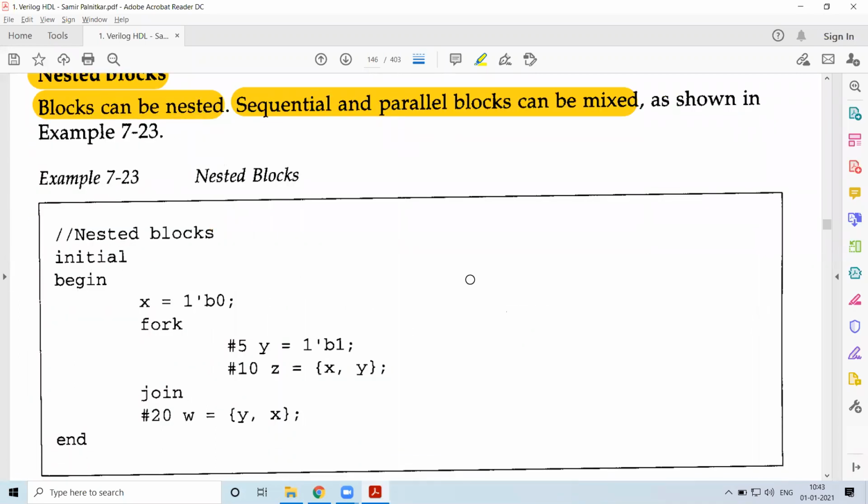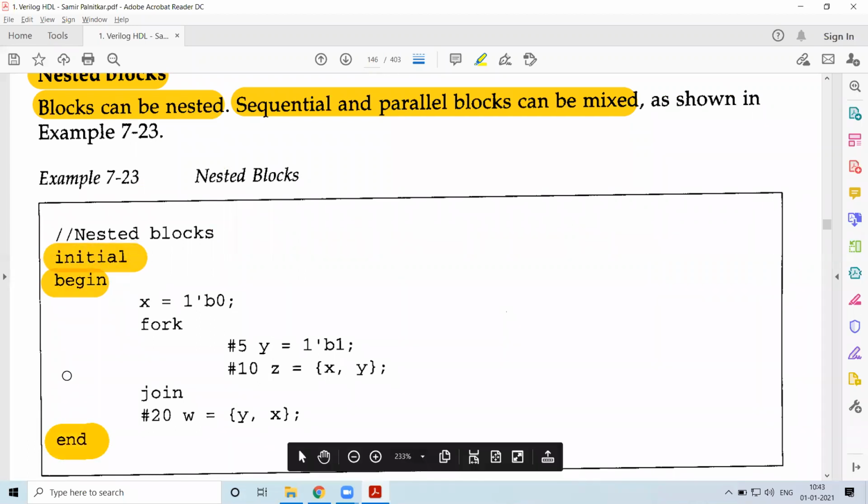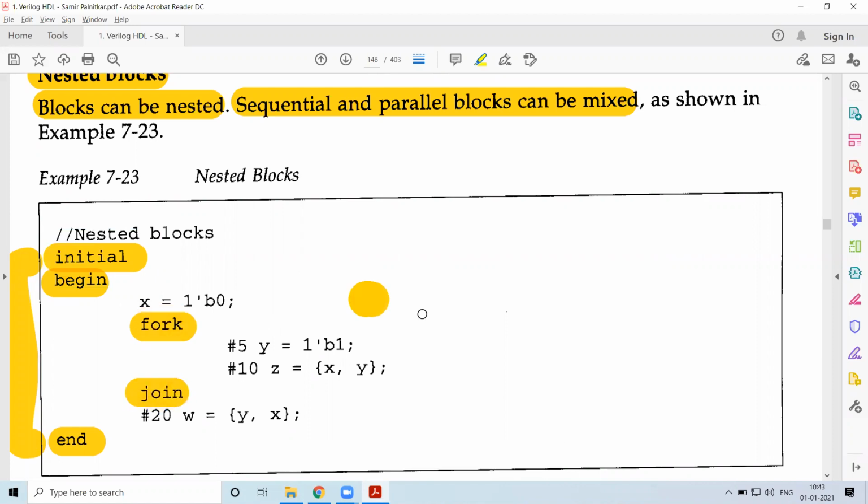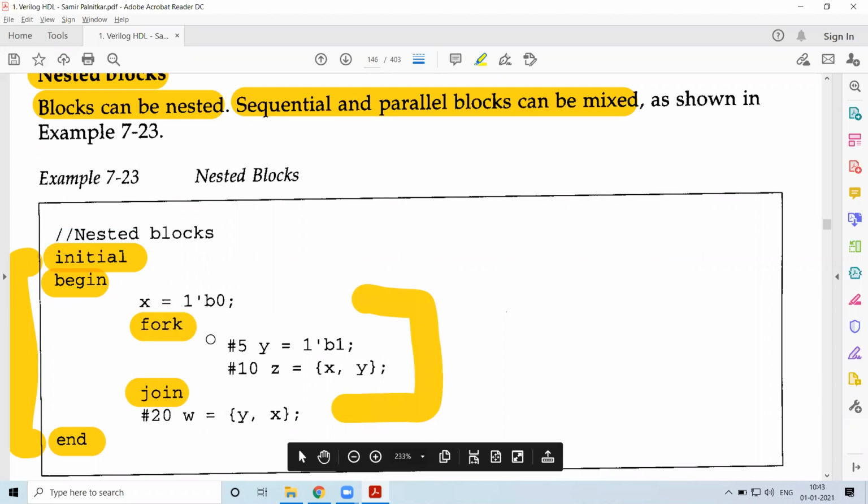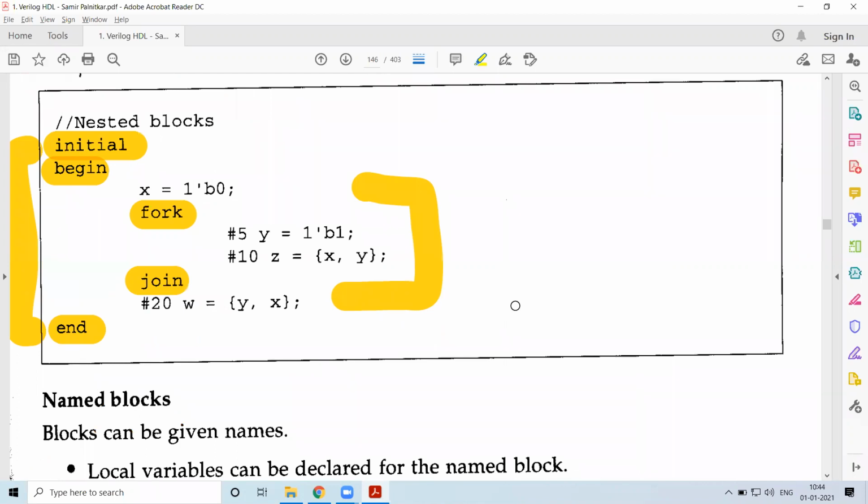Here we have an example of this, that is we have an initial, begin and end. This entire block is actually sequential in nature. Inside that I have another, that is fork and join. So this is a parallel block. So within the sequential block, I have nested the parallel block. I can have nesting of blocks in general.